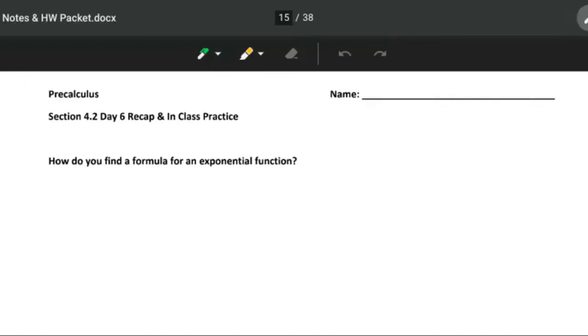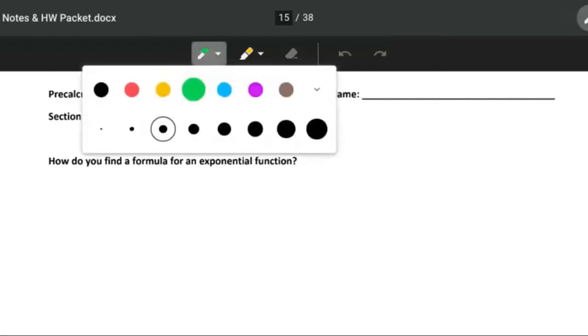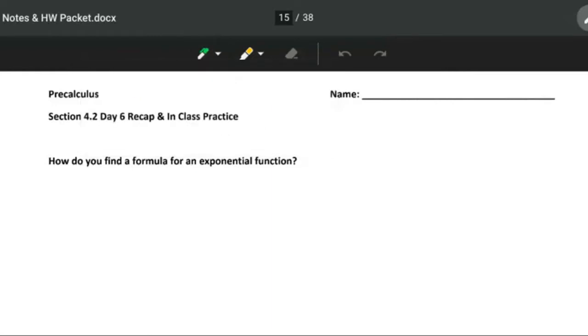Guys, today is chapter 4, day 6, and it's really not learning anything new. We're going to recap what we talked about in day 5, which was how do you find the formula for an exponential function? So let's talk about that. An exponential function can be written in the form y equals a times b to the x. All right, so basically for an exponential function, you need to find a and b.